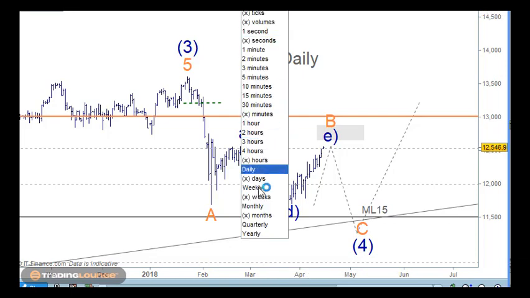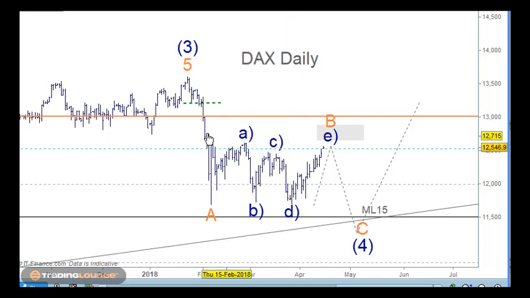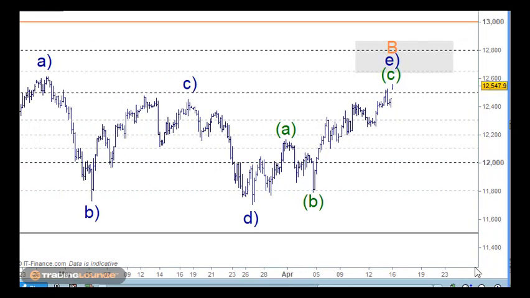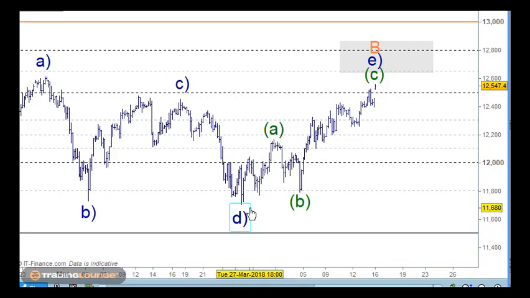So from the 4-hour chart here, we've got this move up from wave D to wave E. There are different ways to count it, and in fact it's quite difficult to count within this little space here, and I'll look at that in a moment. But wave A to here, wave B to here, and wave C to here.